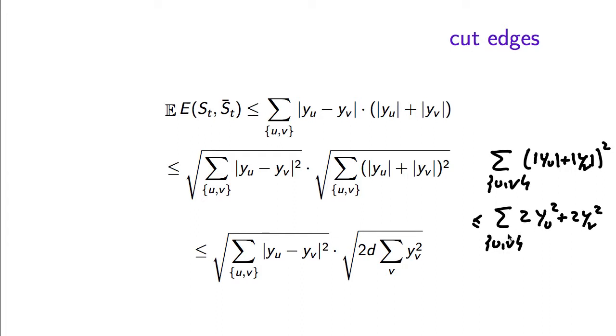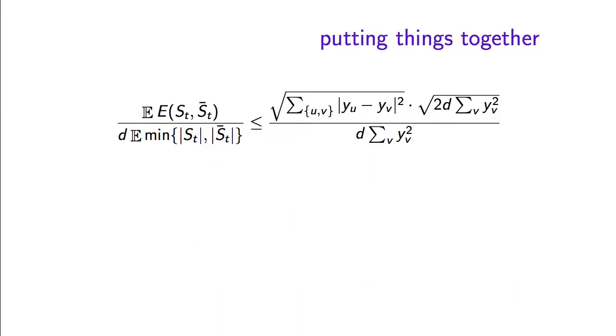Factor out the two, what you're going to get is summation over the edges of the square of the endpoints. So then for every vertex, the corresponding y_v squared will appear d times, where d is the degree. So that's why we get this much simpler expression here as an upper bound. Now we are really almost done.